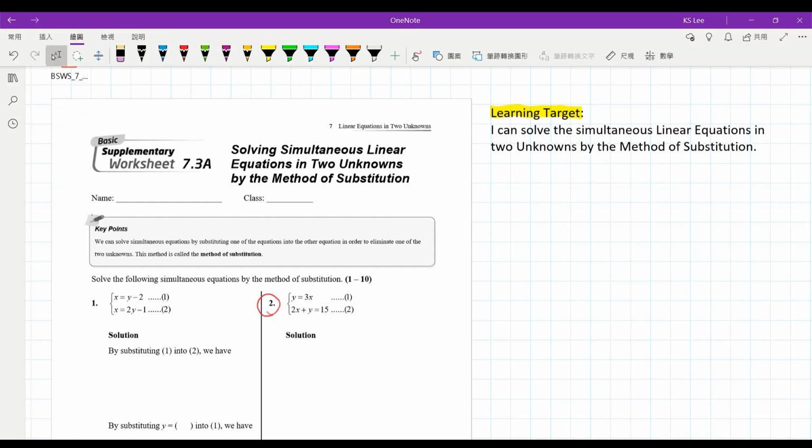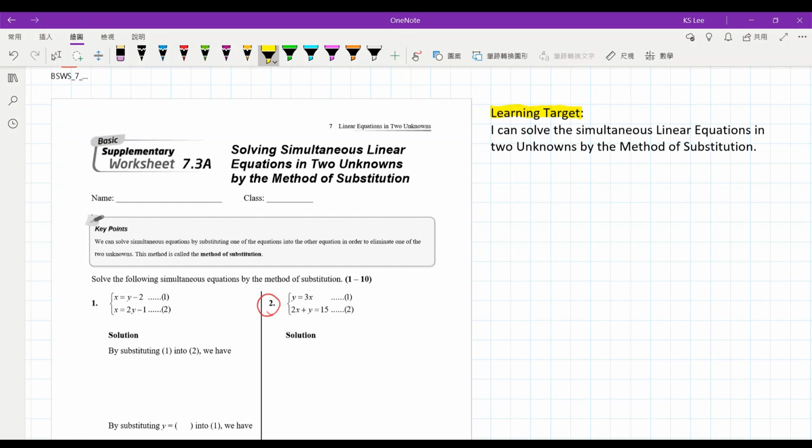Today we are going to talk about 7.3. In this part, the learning target is that I can solve the simultaneous linear equations in two unknowns by the method of substitutions. Remember, you can copy it down on your class workbook, and also you can pause and replay the video anytime you like.